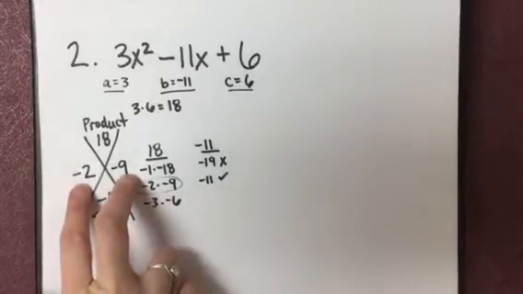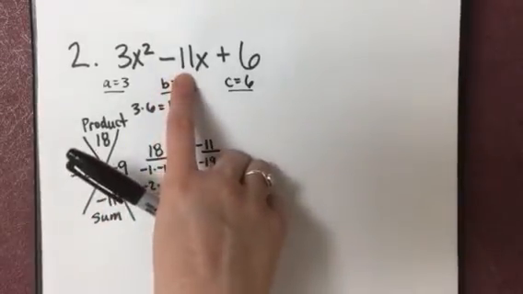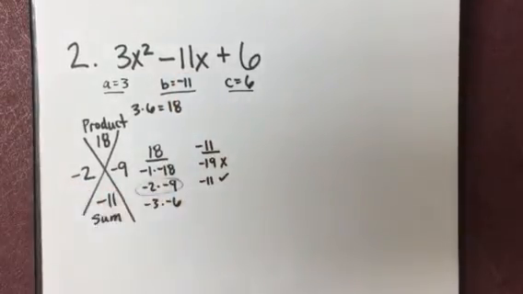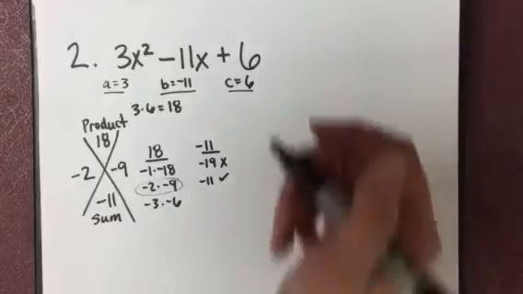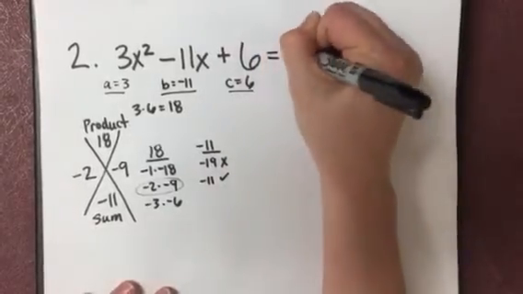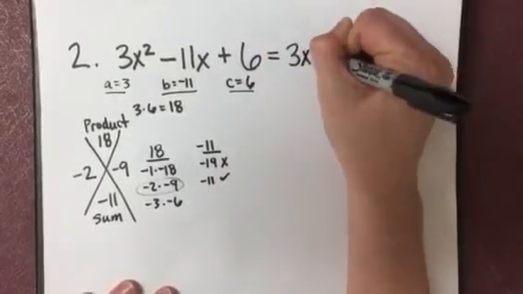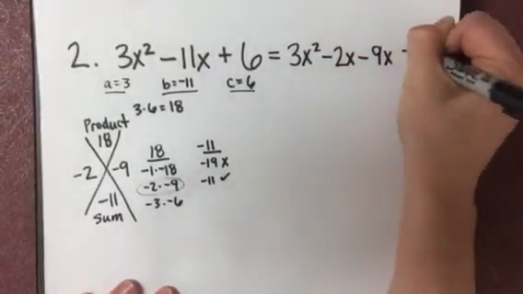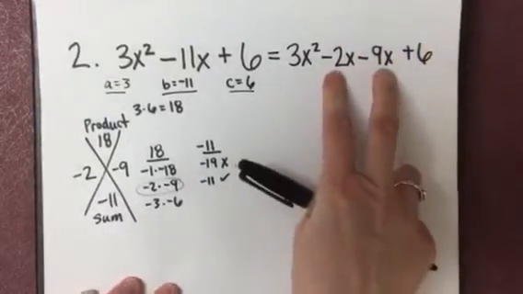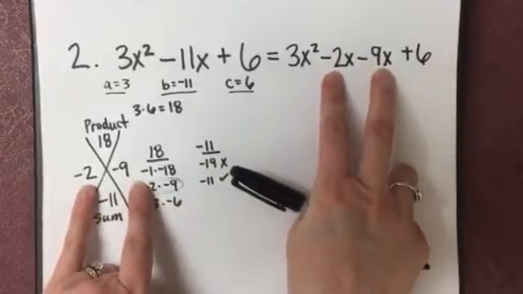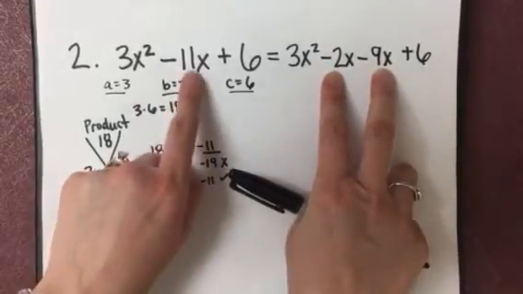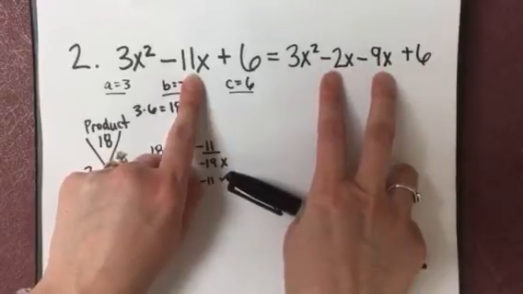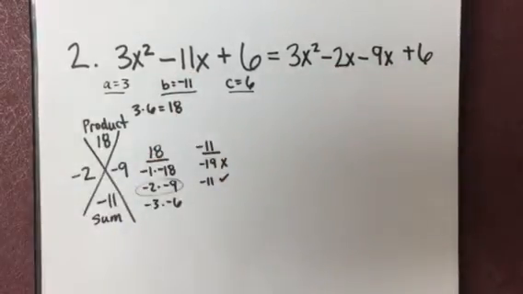Use those numbers to break apart the middle term, negative 11x. Remember to include variables on those terms. So 3x squared negative 2x minus 9x plus 6. We took the factors that we found, negative 2 and negative 9, and broke apart negative 11x, including our variables on those terms. Now factor by grouping.